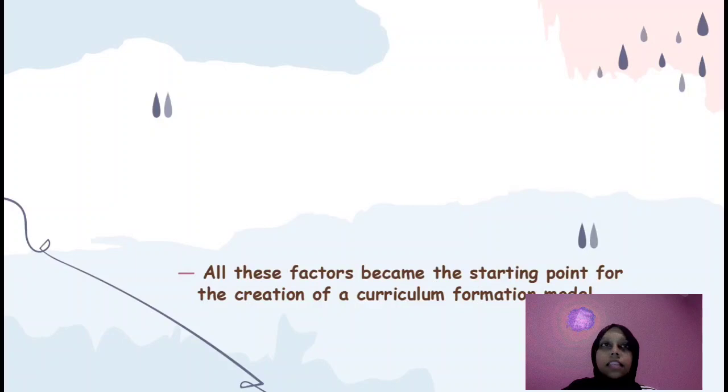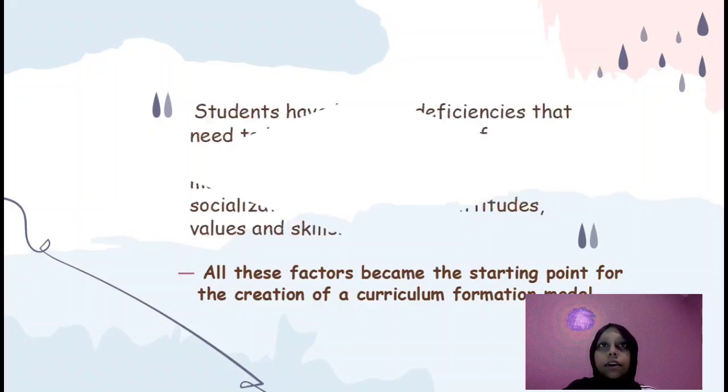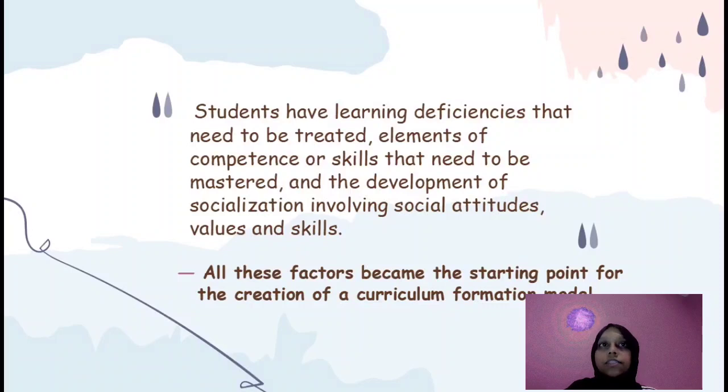There are many factors that become the starting point for the creation of this curriculum construction model, which are that students have learning deficiencies. They need to be treated as early as possible by the lessons conducted in schools, so that the elements of competence or skills that need to be mastered could be learned, and the development of socialization involving social attitudes, values, and skills could be mastered in school or in the classroom itself.